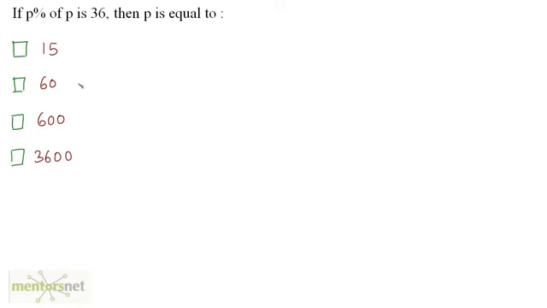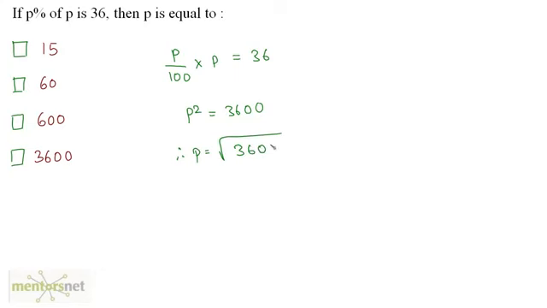If P% of P is 36, then P is equal to. Well, this one is very simple. You have been given P% of P. So we can write P upon 100 times P is equal to 36. So I can write P square is equals to 36 times 100, that is 3600. Therefore P is equals to, taking under root on both the sides, P equals to under root of 3600. And under root of 3600, let us simplify it just for the sake of fun.